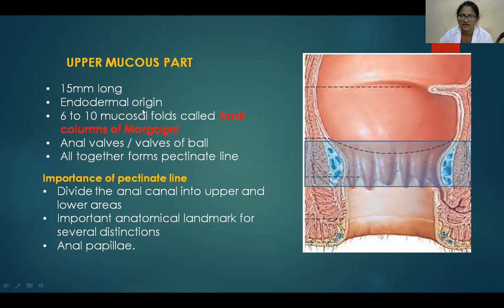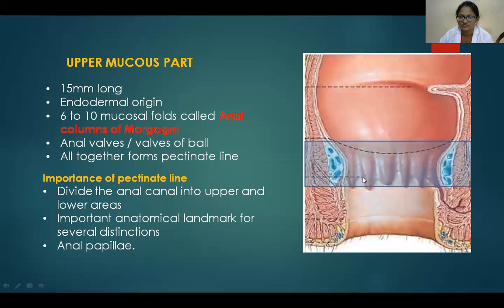Its origin is endodermal. It consists of 6 to 10 mucosal folds. These mucosal folds are called the anal columns of Morgagni.